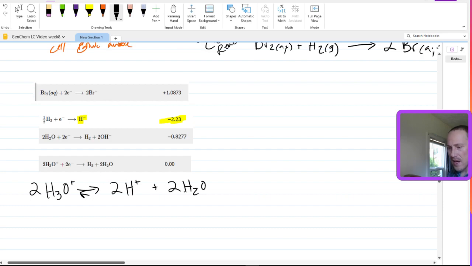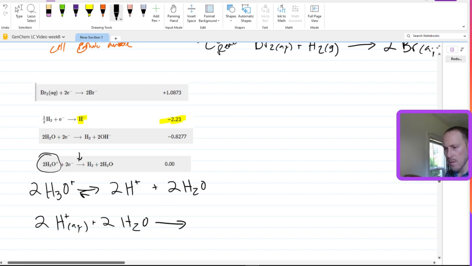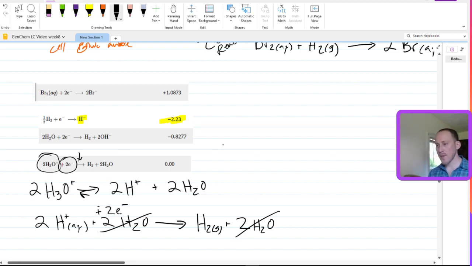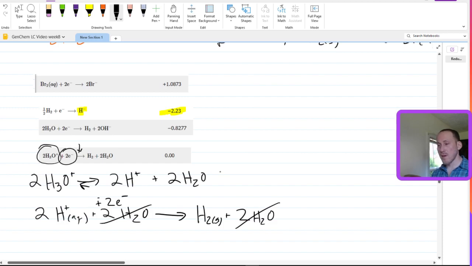And then the other side of that, so basically I can rewrite this as 2H plus aqueous plus 2H2O. And then this reaction arrow is going to become H2, the gas, generally definitely at standard conditions, plus 2H2O. There we go. And now H2O cancels out. Now we actually have the one we want. Oh, I forgot the electrons. Plus 2 electrons.